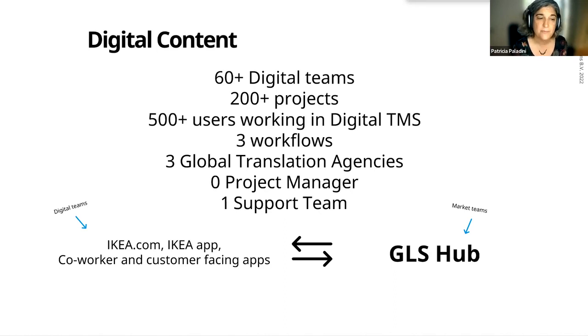We are using a Figma plugin, so we can connect to the TMS, and the translations can start at a very, very early stage of the development. We have more than 200 projects. 200 projects means different apps, which are basically, as we already mentioned, behind IKEA.com or IKEA app or these other co-worker facing apps. As of today, we have more than 500 users working on the digital TMS, on this connector that we have created for digital.